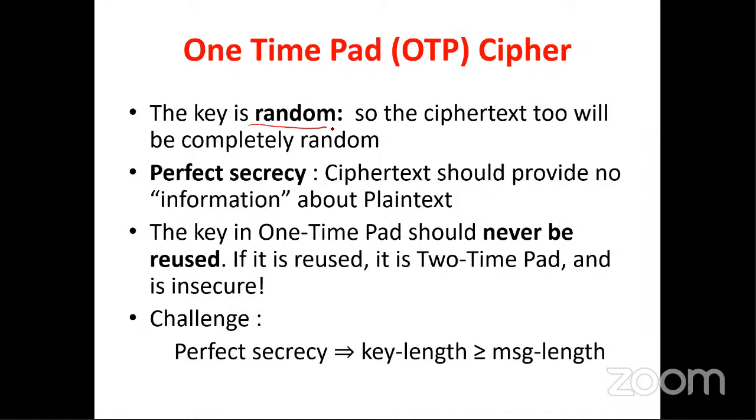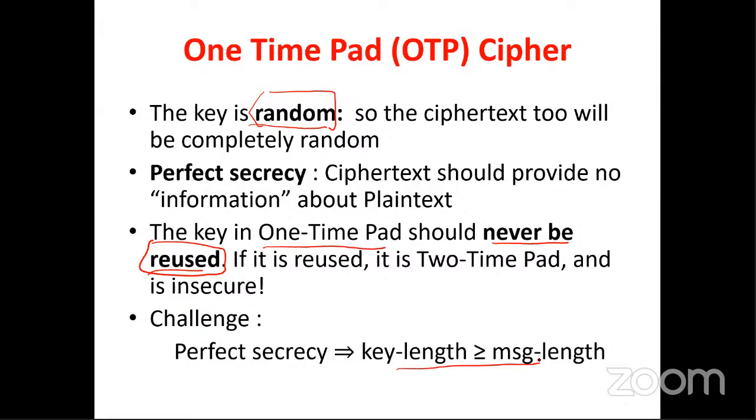So the challenge is to get a completely random key each time for each message, and this one-time pad key should never be reused. So these two things are required. It should be completely random and as long as the plaintext, and secondly, you cannot reuse it. Every time you have to have a different key to encrypt different messages, and it should have a length at least equal to the message.